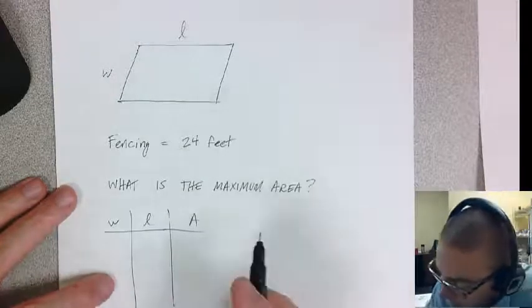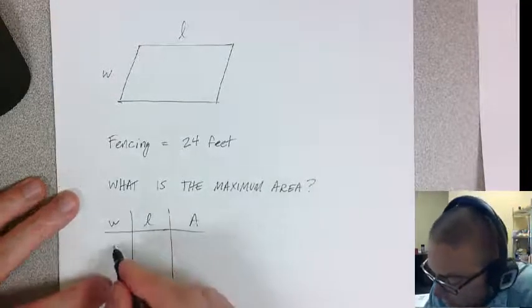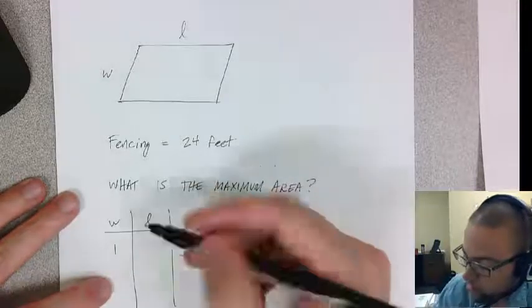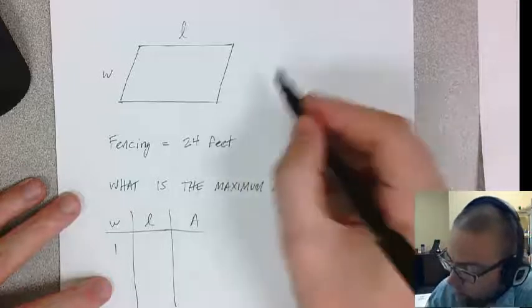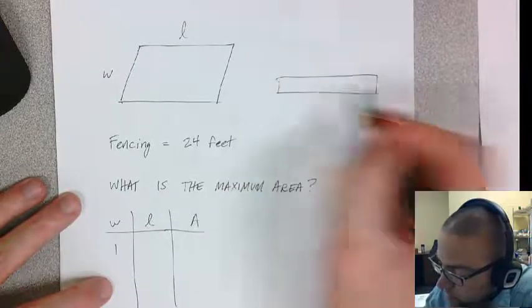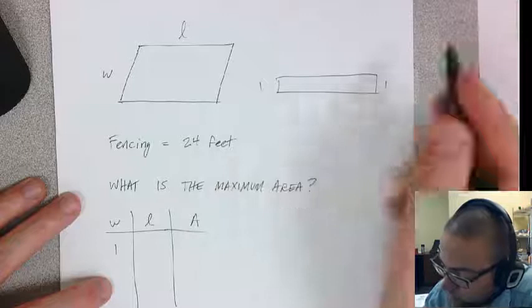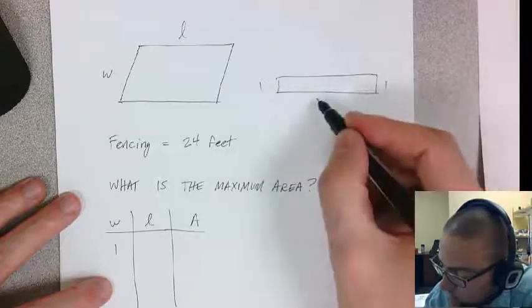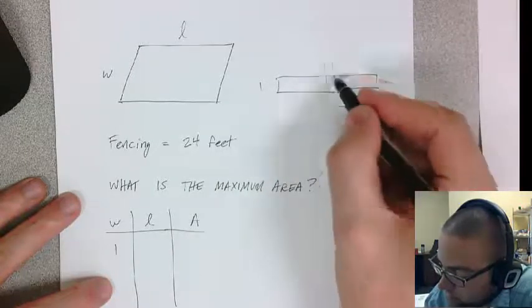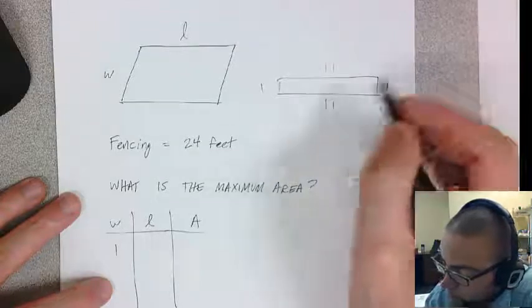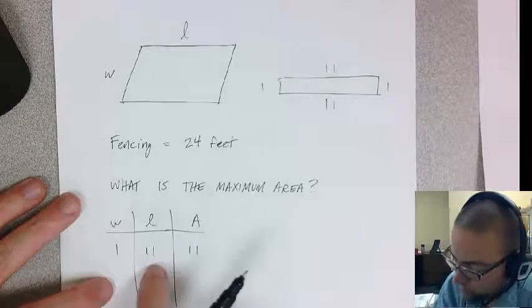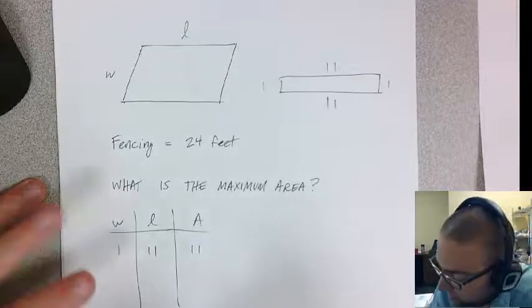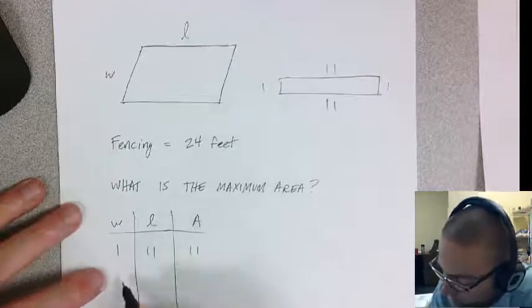So if I had a width, let's start with, I don't know, 1 foot width. What would the length have to be in order to have 24 feet of fencing? So it'd be 1 and 1 would be the width, and then I would need 22 to make up the rest, right? So that'd be 11 and 11. So the area would be 1 times 11. Alright, so I could probably do better than that.